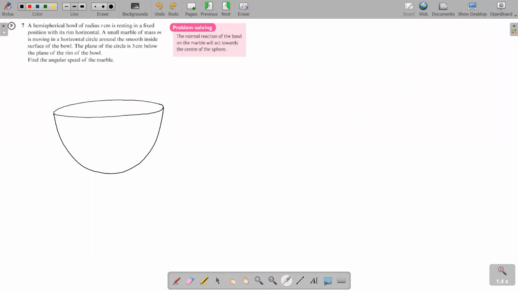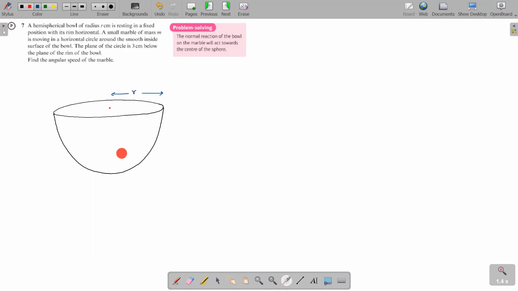All right, so you can see there's a hemisphere here. A hemispherical ball of radius r centimeters. The radius of the hemisphere is r centimeters, with the rim horizontal. A small marble of mass m is moving in a horizontal circle around the smooth inside surface of the ball.